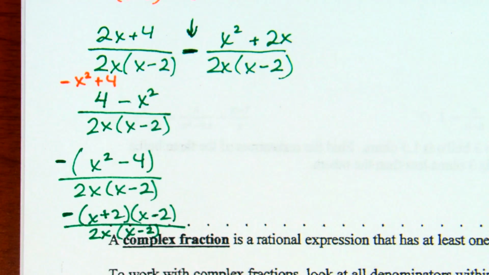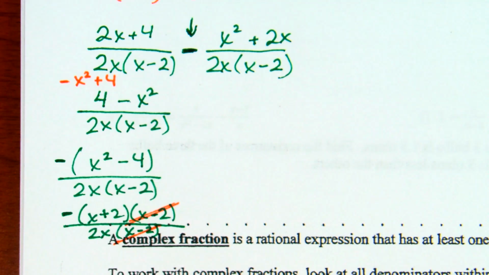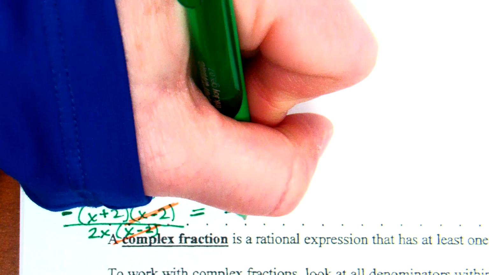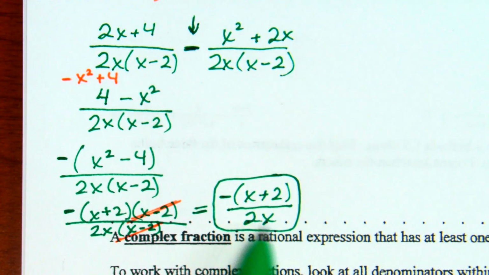All of that to say, what happens? Yeah. X minus 2 cancels with x minus 2. And what remains? Negative of x plus 2 over 2x. And we're not going to cancel those 2's because this 2 on top is married to the plus x. This 2 or x we could cancel from the bottom, but we don't have another plain 2 or x on top to cancel with. Yes?